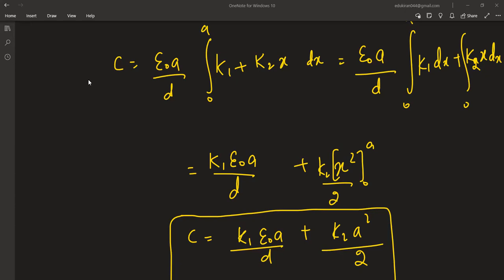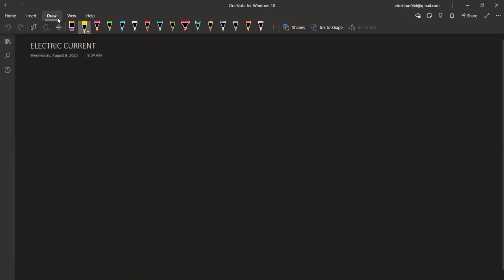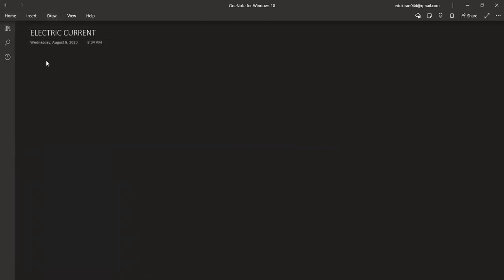Yes, ma'am. Okay. See, current electricity, most of the portions we have discussed in the class, so that theory part I'll not discuss, but I'll just mention. See, we know the basics of electric current. What is electric current? Rate of flow of charges. Whenever you have duration, you calculate average current.